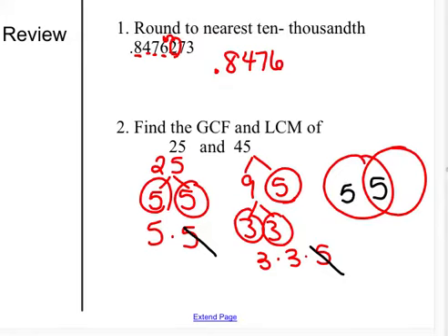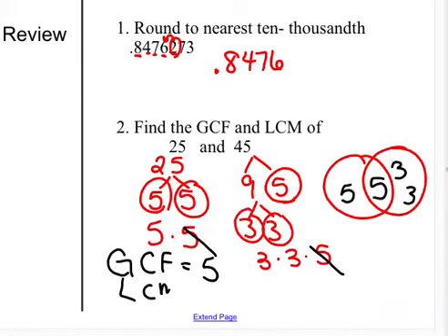25 has an extra 5. 45 has two extra 3s. So my GCF would be 25. I'm sorry, would be 5 because there's just one 5 in the middle. My LCM, I have to times the 5 times the 5 times the 3 times the 3, and I get 225.